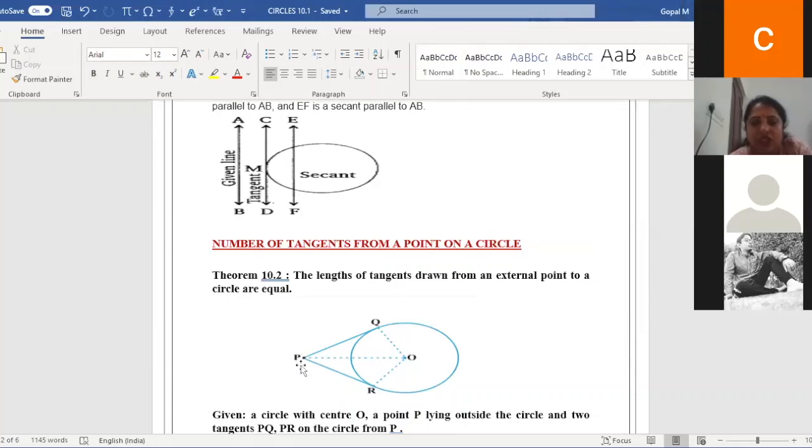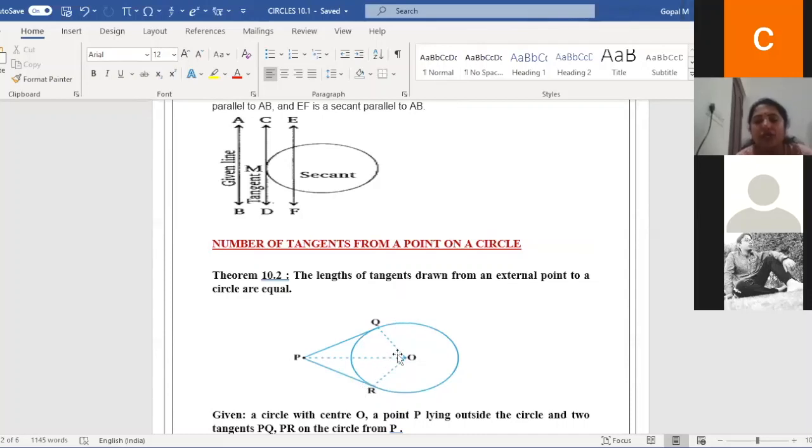So here the external point is P, and from P at most we can draw two tangents, that is PQ and PR. So they are asking us to prove PQ is equal to PR. So we'll join OQ and OR and even OP. When I join OQ, OR and OP, here I am getting two triangles, triangle PQO and triangle PRO.